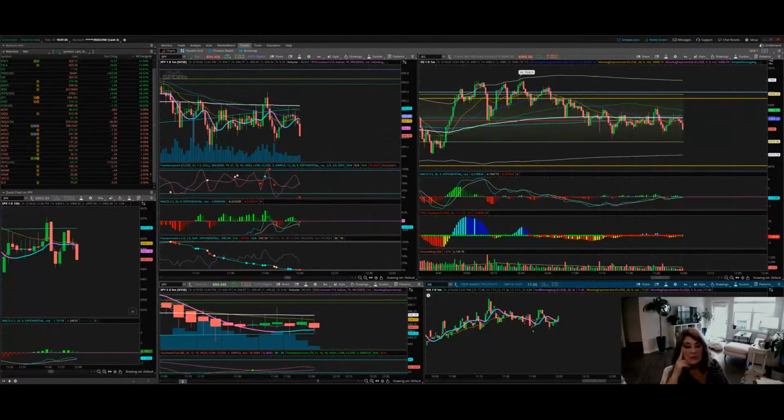MACD's rolling, Hull is rolling. We're testing this current bottom right there. Almost flat. We're still kind of holding this bottom here, so I'm being cautious.